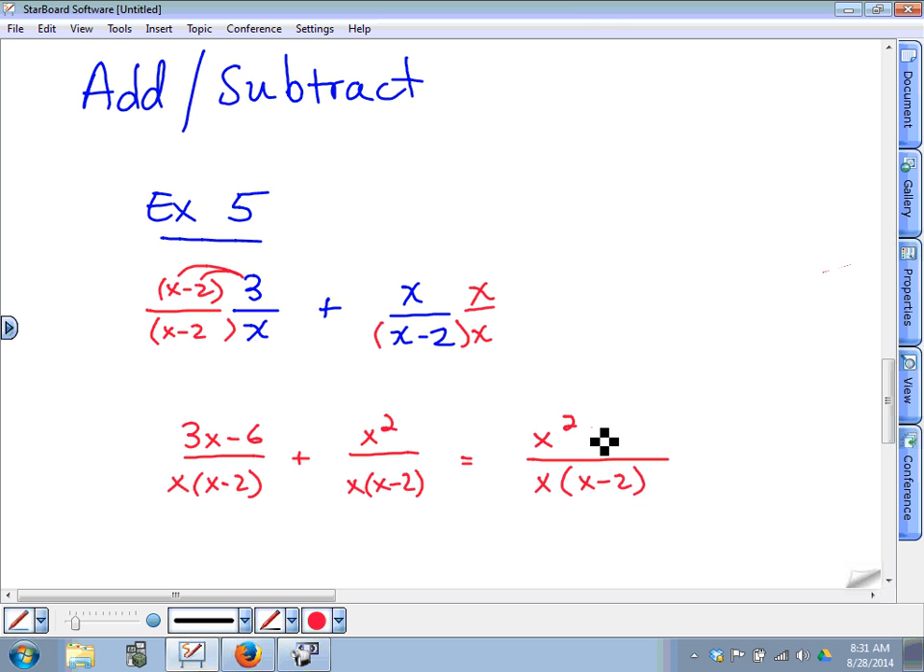X squared plus 3x minus 6. Easy peasy lemon squeezy, right? No big deal. Why were you so scared of these? I don't know if you were or not. Maybe you weren't.